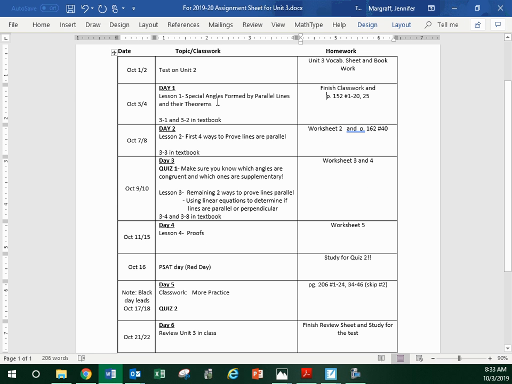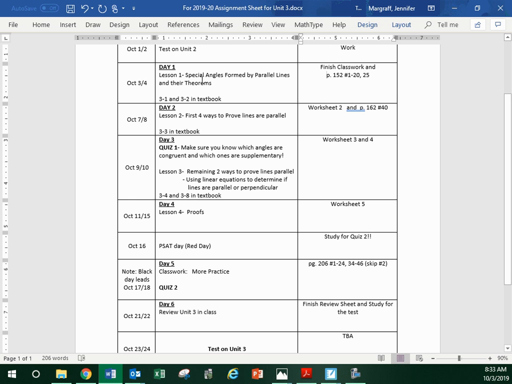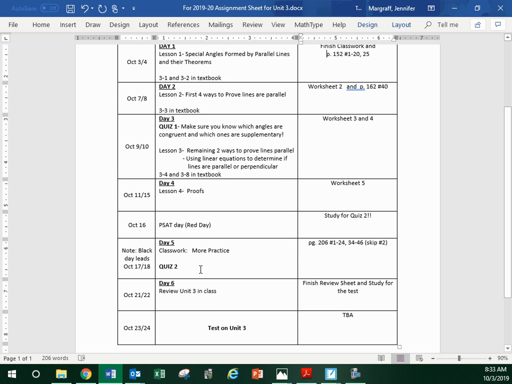So today we're going to talk about special angles, which is what you did in your vocab: the corresponding, the same side interior, same side, or alternate exterior, and alternate interior. And you'll have textbook for homework tonight. And then it's the typical pacing here: lesson, quiz, lesson, quiz, review, test.